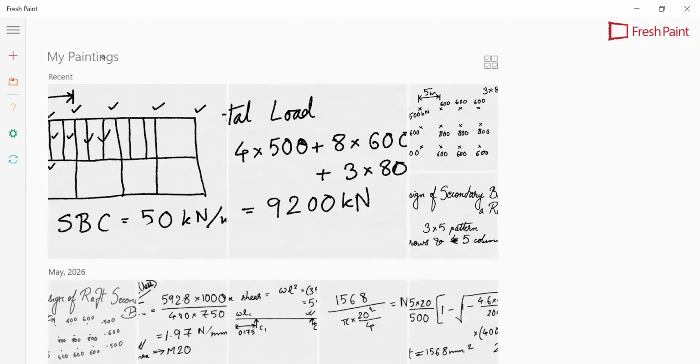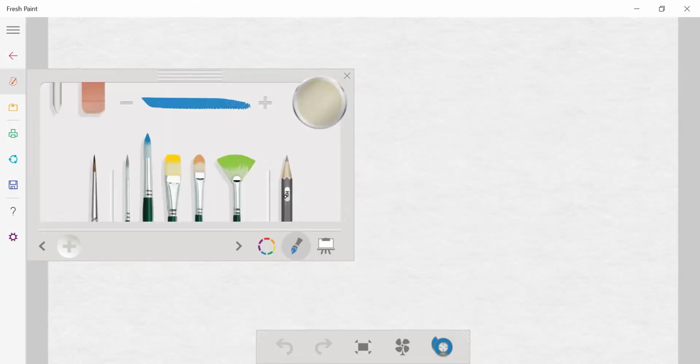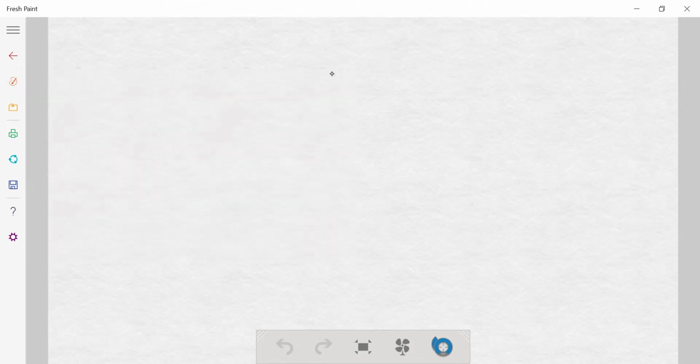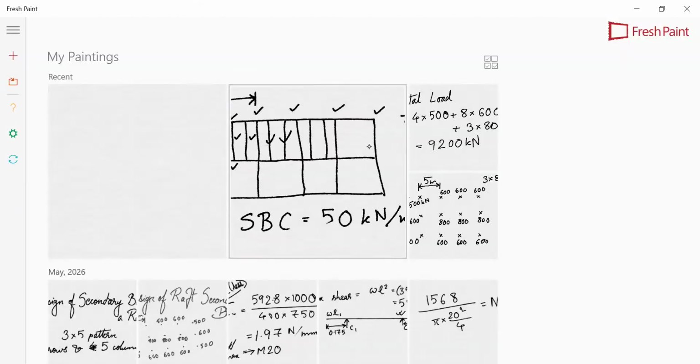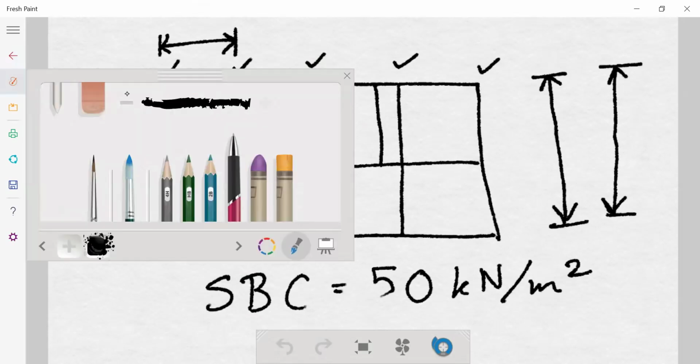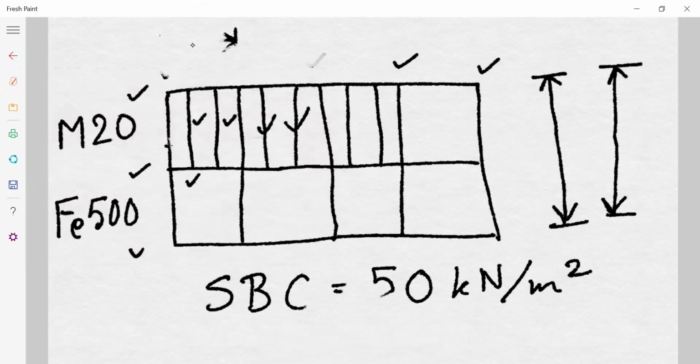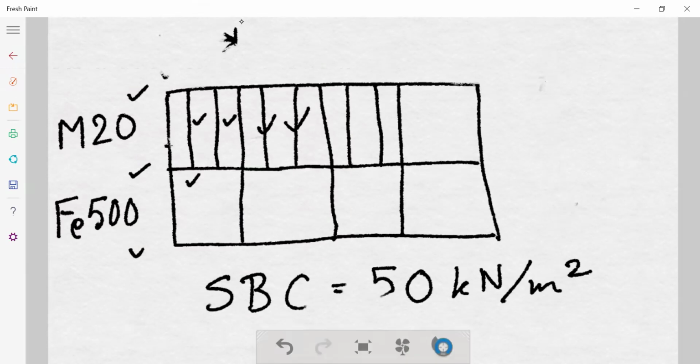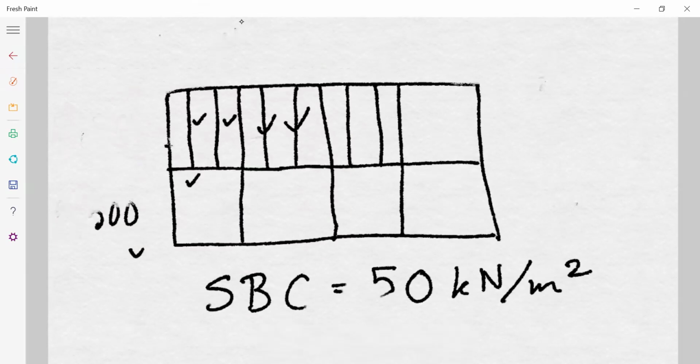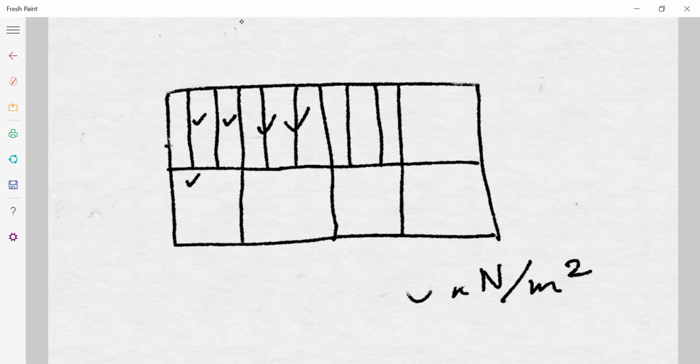Okay, so now we have the total load. Total load is given to us. It is 9200. Okay, now what will be the total area of the raft? Okay, so if I have to consider the total area of the raft, if I take a projection beyond the columns of around 0.5 meter. Okay, so let me show it here itself. I'm showing the projection here itself.